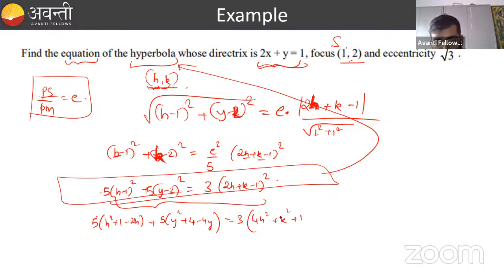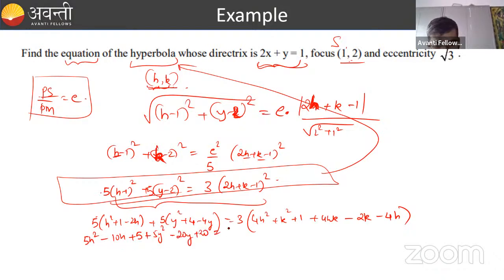a square plus b square plus c square plus 2ab plus 2bc plus 2ac, right? So this becomes 5h square minus 10h plus 5 plus 5k square minus 20k plus 20 equals, this becomes 12h square plus 3k square plus 3 plus 12hk minus 6k minus 12h.